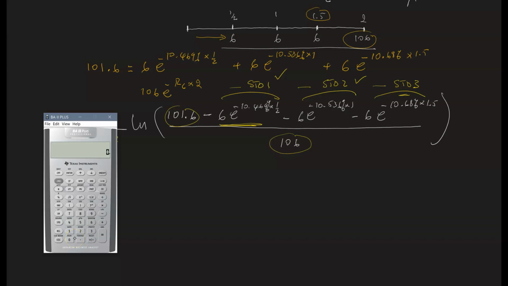Next, what I want to do is I want to say 101.6 minus recall 1 minus recall 2 minus recall 3 equal.